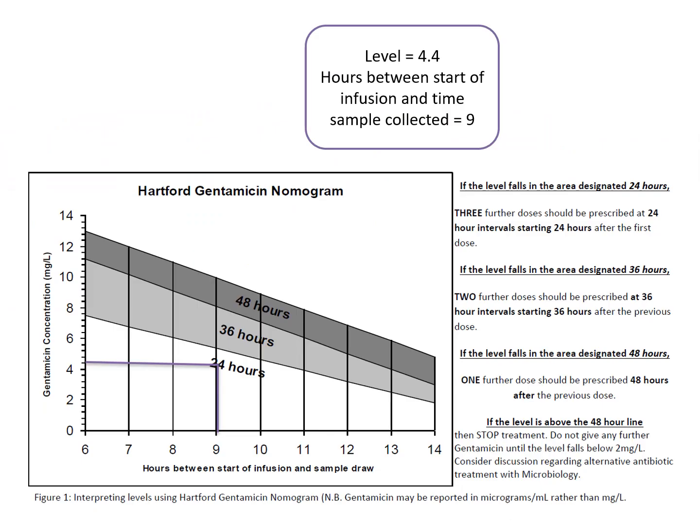So assuming that the level was 4.4 and it was taken 9 hours after the loading dose was given, you will see that this falls under the 24-hour line, so that patient would receive the same dose that they received as their loading dose every 24 hours. So you can proceed to prescribe 3 more doses of gentamicin 24-hourly at the same dose.